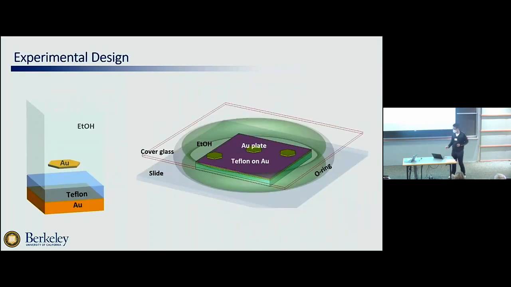And this is our experimental design, where we have a thin gold plate, the low index coating is Teflon, and there's another gold substrate. We put the gold plate inside the ethanol liquid. Basically, we grow the gold thin film, and then we put them into ethanol, and we drop cast onto this cover glass, which has an O-ring on top of it. And then we put another cover glass to seal the device.